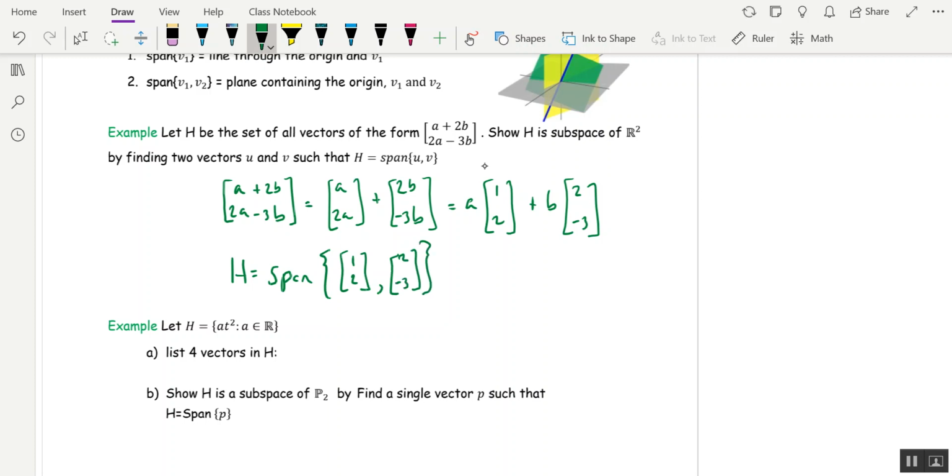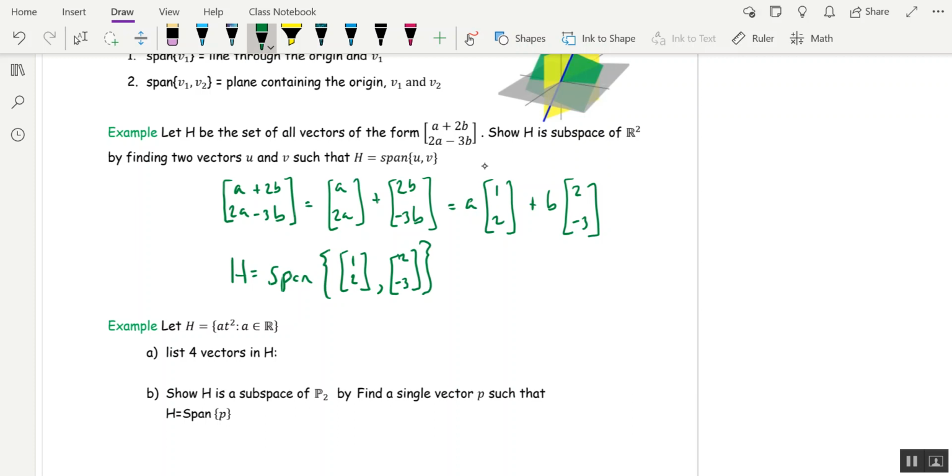If you take all linear combinations of those two vectors, that's exactly the set of vectors A times (1, 2) plus B times (2, -3). That's how H is defined. So that is a subspace of R2. Not just a subset, it's a subspace.